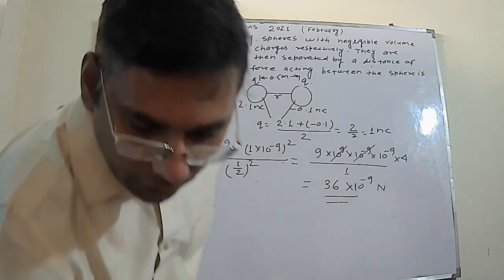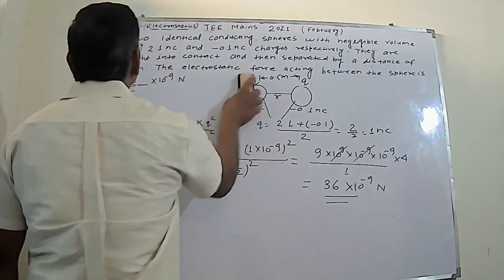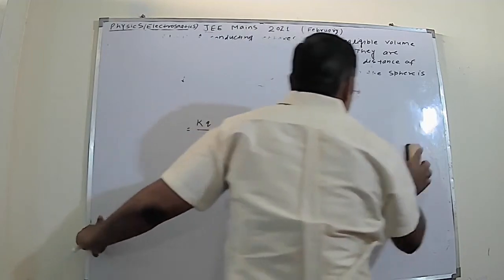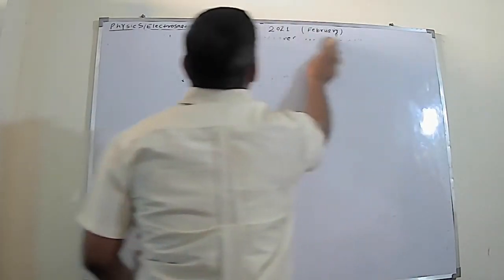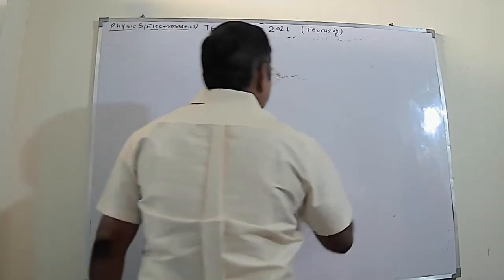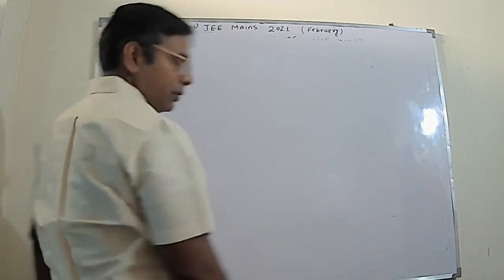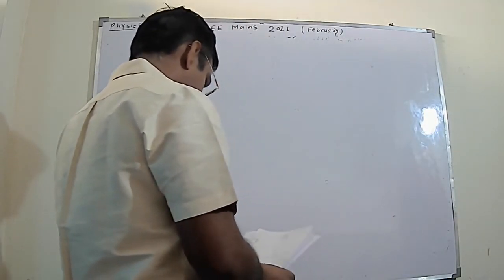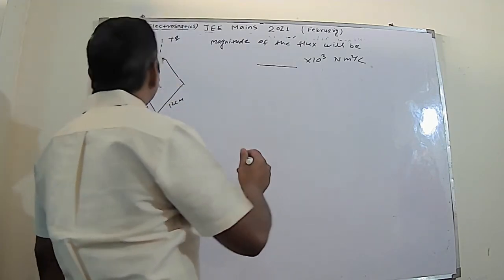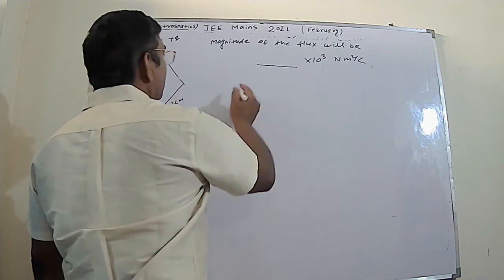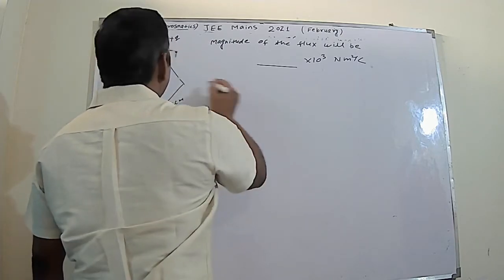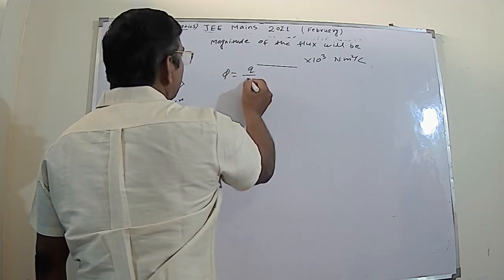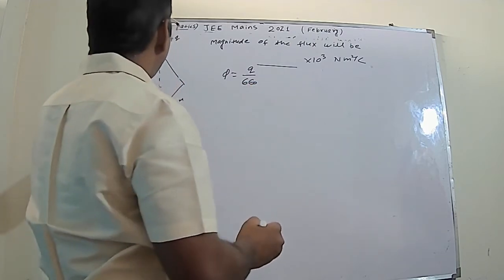Okay. Now let's take the next problem. So how many faces are there in a cube? 6 faces, and this is just one. So Q charge is here. So from this, the flux will be Q upon 6 epsilon naught, because this is just one face.